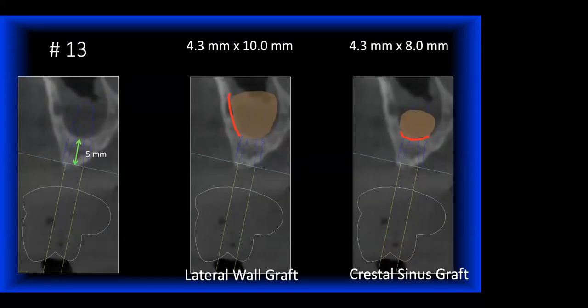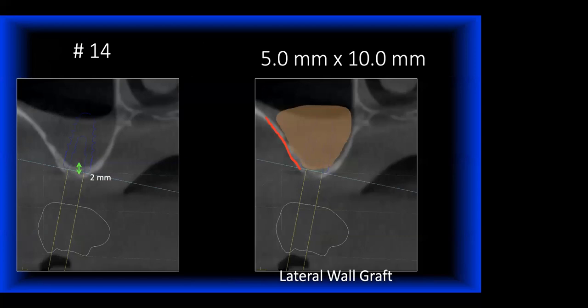If we go to the other side, number 13, we're looking at a lateral wall or crestal again, 10 millimeter for a lateral wall, 8 millimeter for a crestal approach. And then if we look at number 14, we only have 2 millimeters of bone.